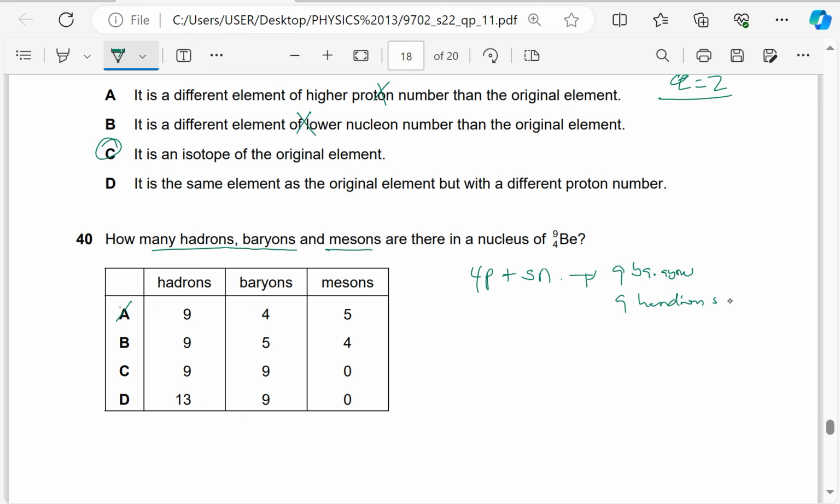So we eliminate A and B because the number of baryons is the same. So it means that our answer is automatically C without even wasting time. 9 hadrons, 9 baryons. Protons and neutrons are baryons. They are also hadrons. So the answer is C.